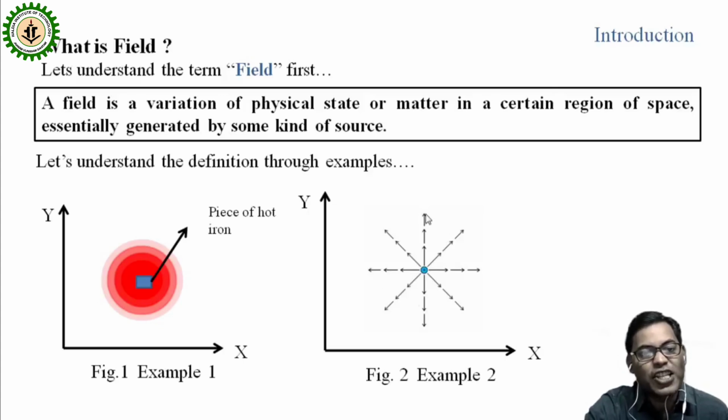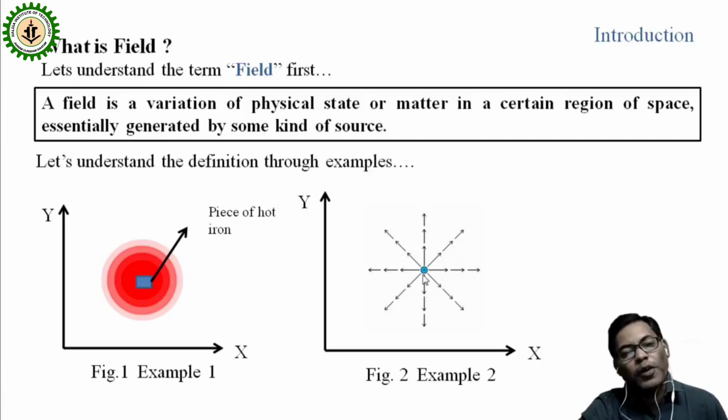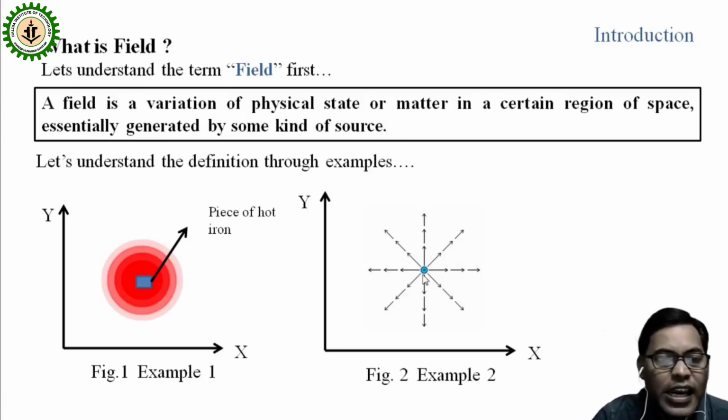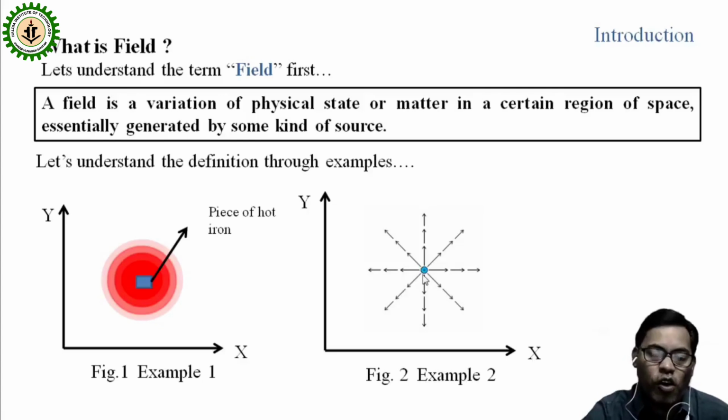So this is the variation. So here the field is the variation of physical state. Here the electrostatic flux or electric field, we can say electrostatic field, which is the physical state, is generated by some kind of source, and it is present in a certain region of space. If we move far away from the plus charge, then the electric field will be almost zero or negligible. So from these two examples, we can understand the definition of the field.